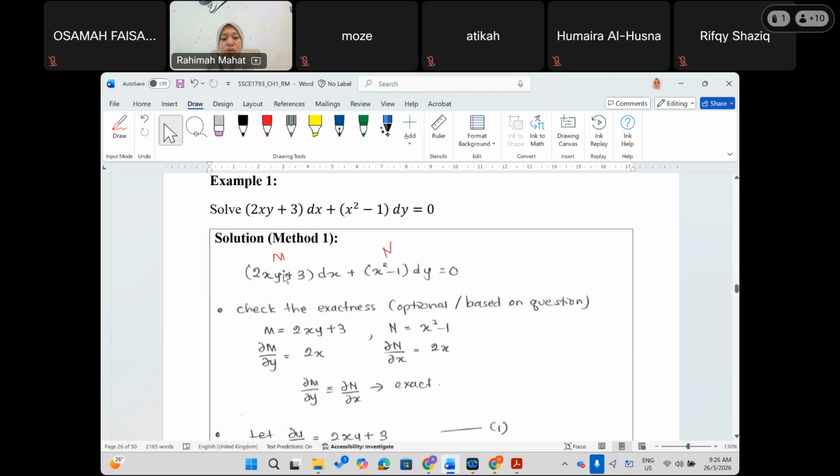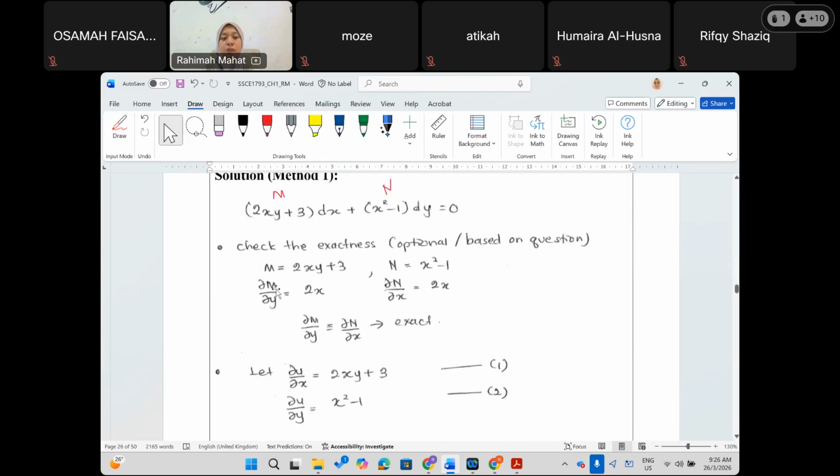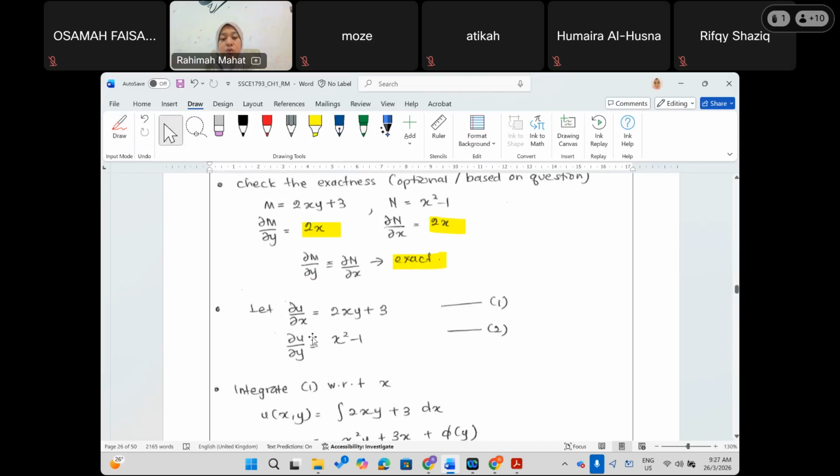So, this one: M, dx, and dy. Your M is equal to 2xy plus 3. So ∂M/∂y, you differentiate with respect to y, you get 2x. And your ∂N/∂x, you get 2x. So from here we can see that ∂M/∂y is equal to ∂N/∂x, so this is exact. Okay, it means that this is an exact equation.